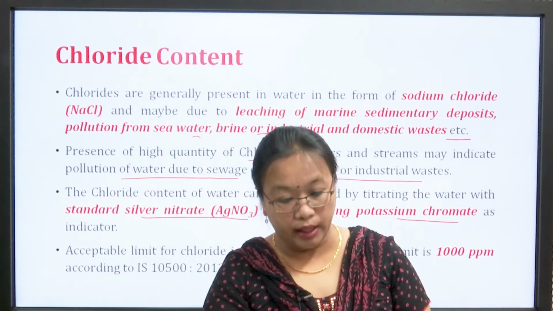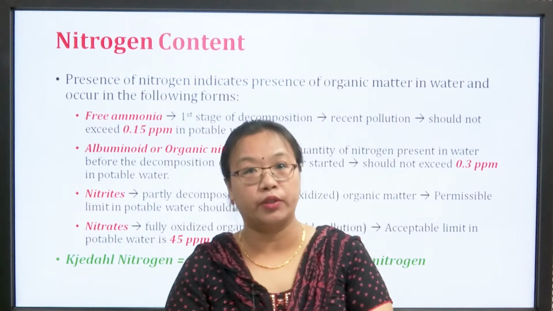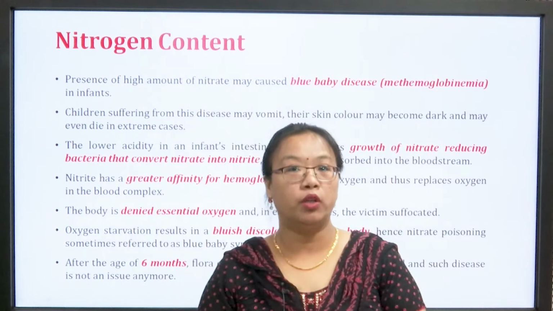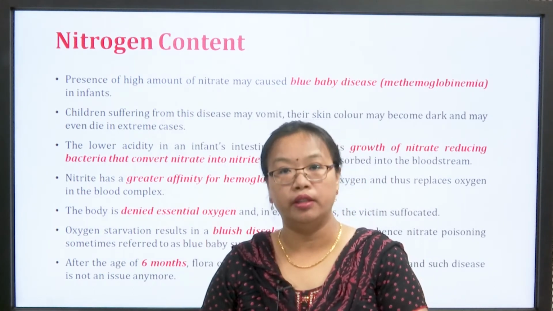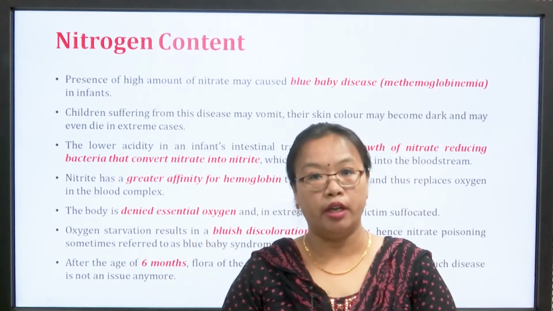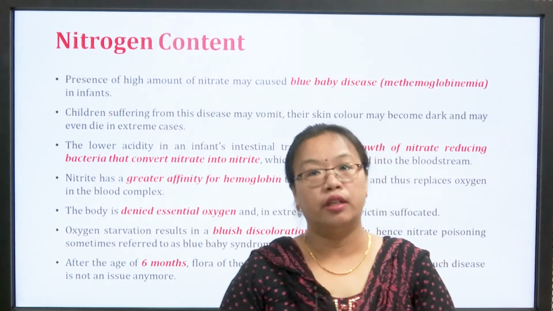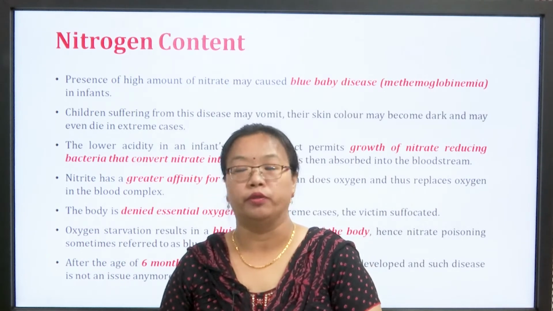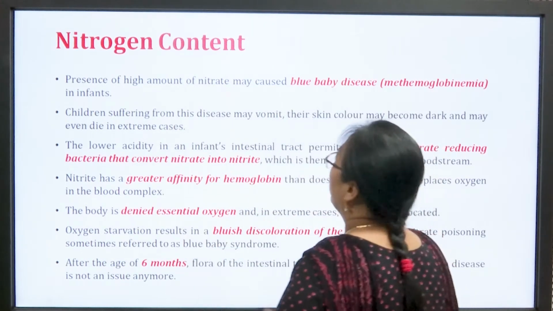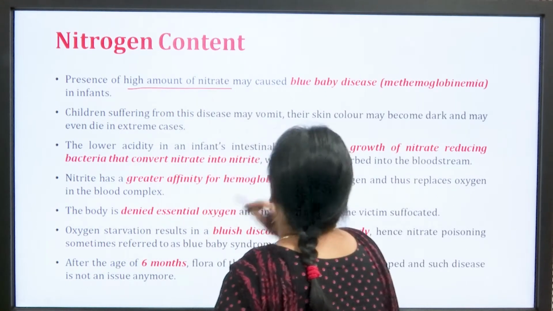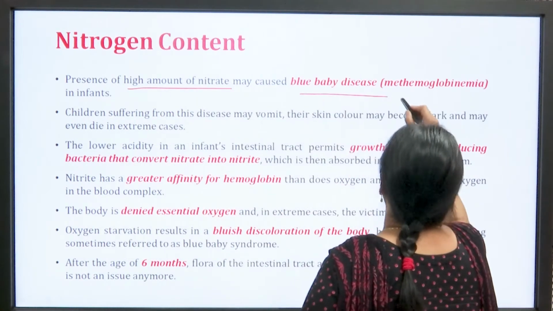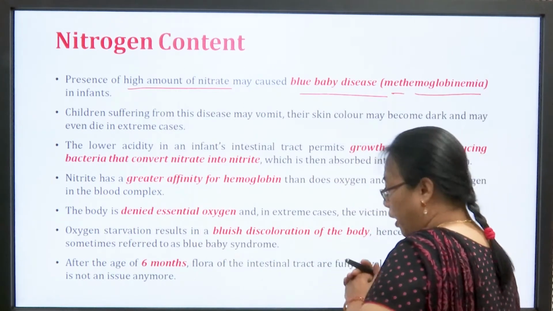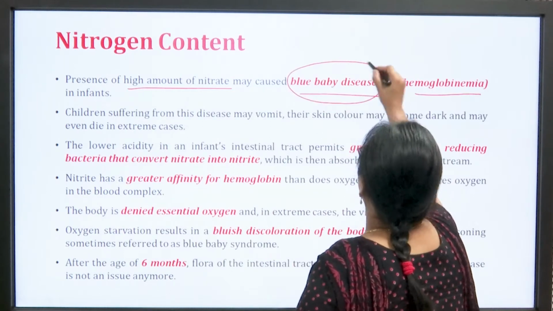Now, let us come to the next, that is nitrogen content, next slide. In the last slide we have seen that there are 4 nitrogen forms: free ammonia, organic nitrogen, nitrites and nitrate. In that slide I told you why nitrate is very important for us. Nitrate is very important because presence of a high amount of nitrate may cause blue baby disease or methemoglobinemia in infants. What is this disease?